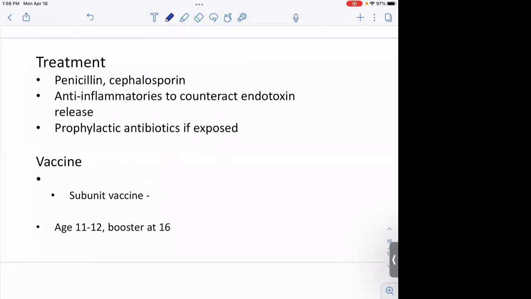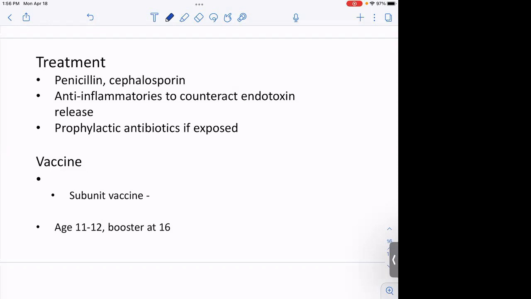Treatments: antibiotics. I'm pretty surprised that penicillin would be used to treat anything in this day and age, but I've read that in a few different places. Cephalosporin, of course, is one that can chase that organism across the blood-brain barrier, probably one of the newer cephalosporins, later generations. Also some anti-inflammatories to counteract that endotoxin release.